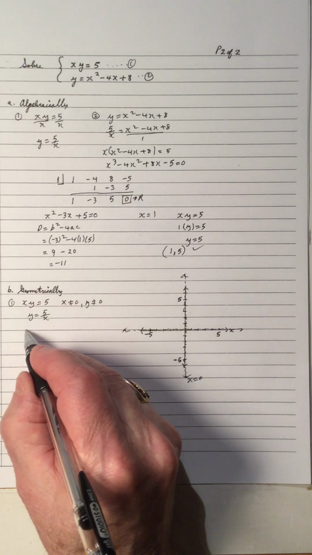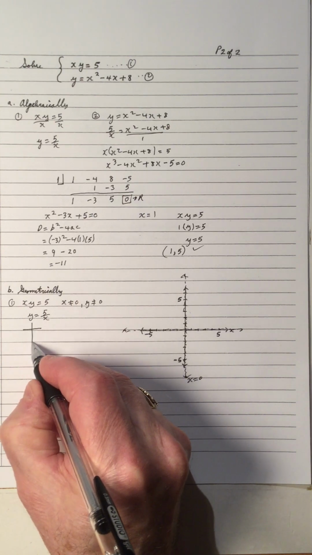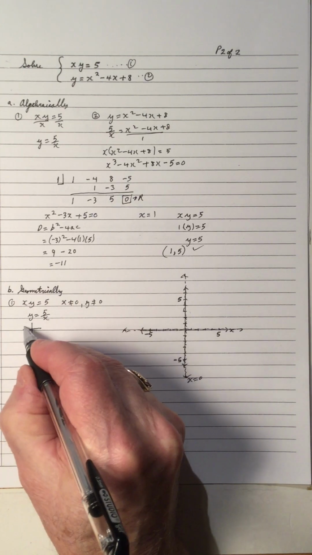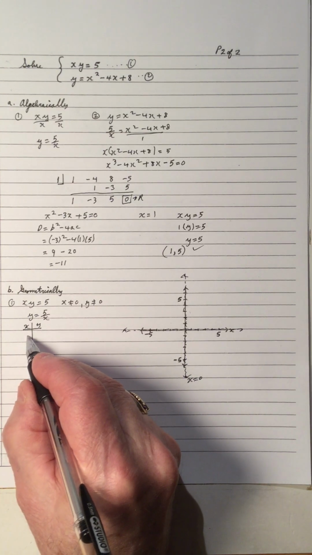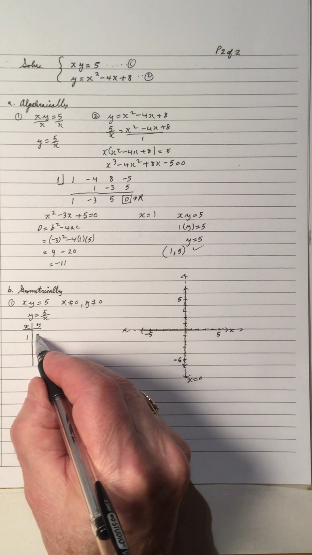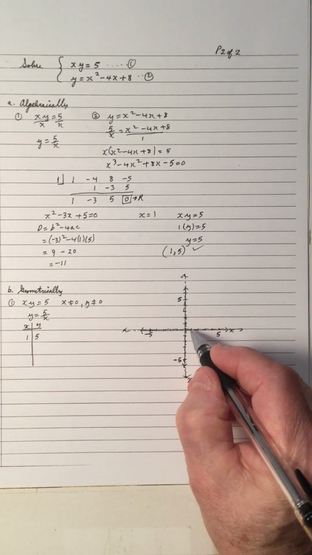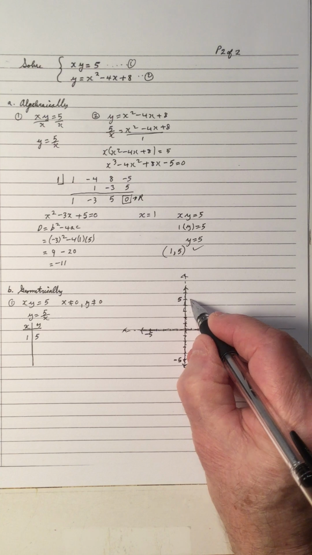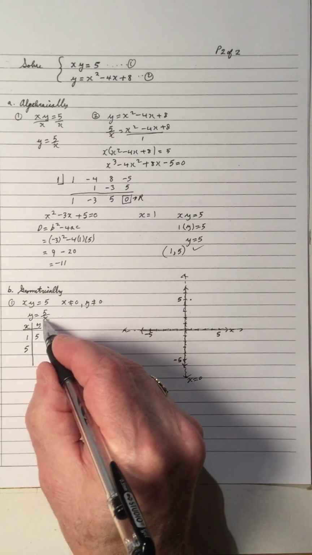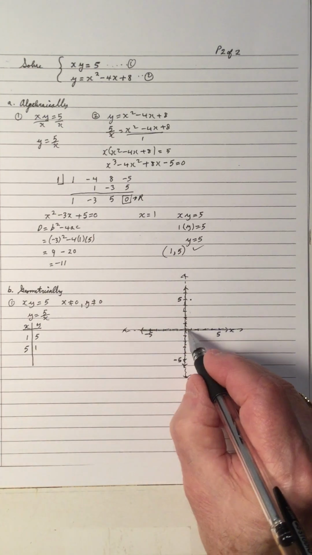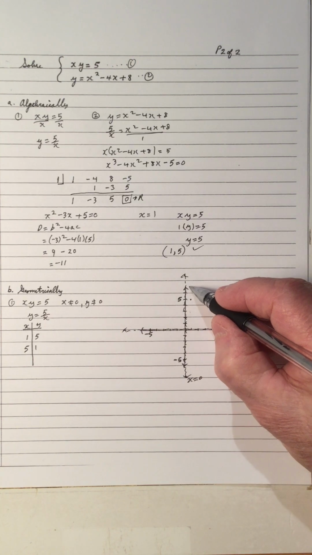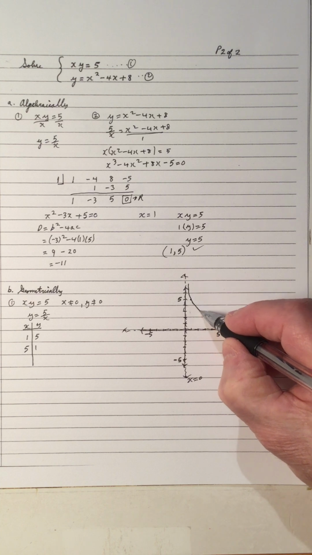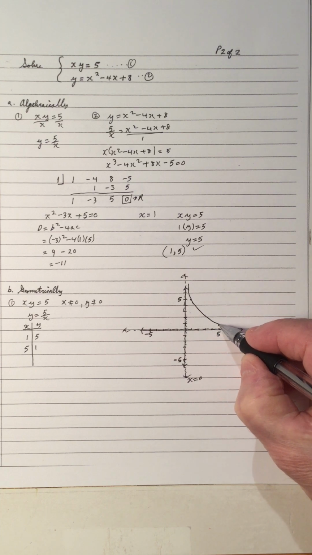So if we do a little table of values just to see what quadrants they're in, let's go x and y. If x is 1, y is 5. That's right there. If x is 5, y is 1. So this is a hyperbola, and the hyperbola will swing this way, like this.